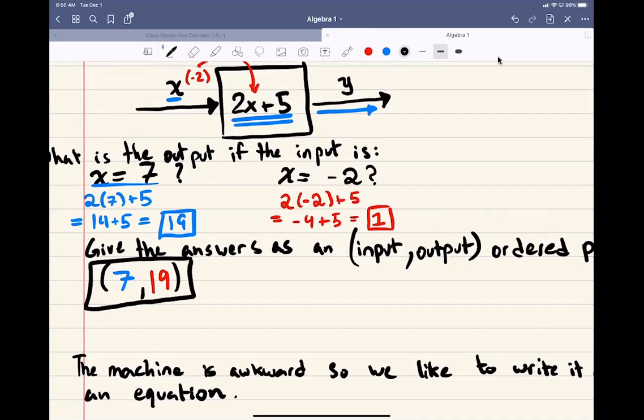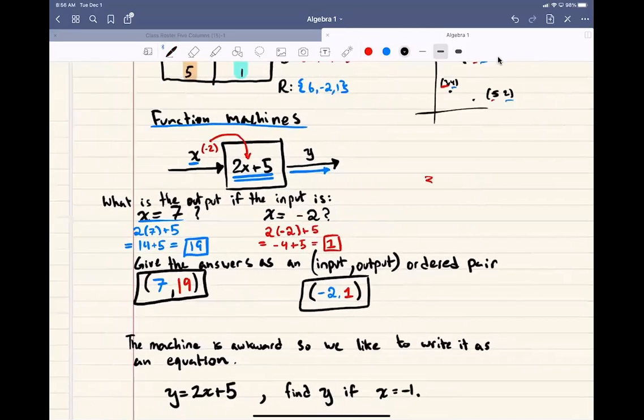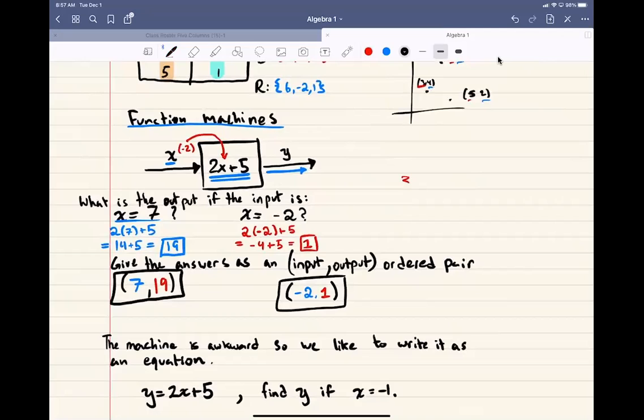Now for the second one, our input was actually -2. And what was our output when we had -2? It gave us the answer of 1. So we're going to put our output as 1. And this is our other input output pair. When it says give your answers as input output ordered pairs, inputs are x values, outputs are y values.